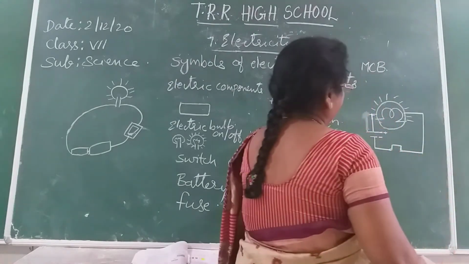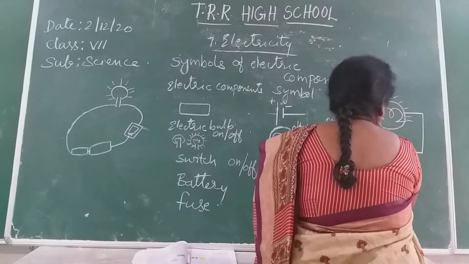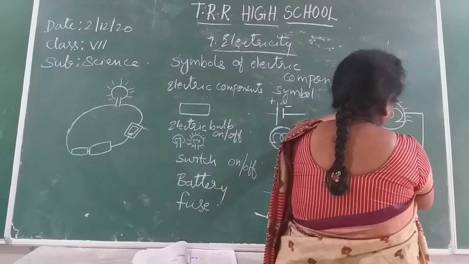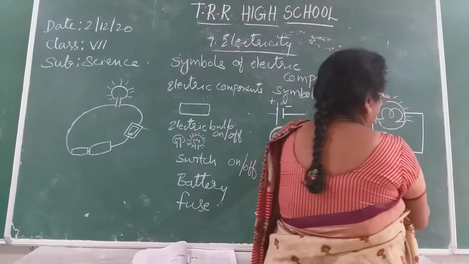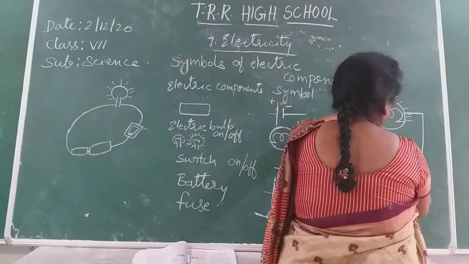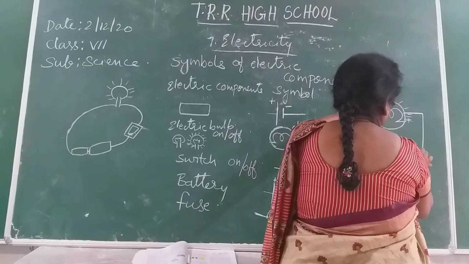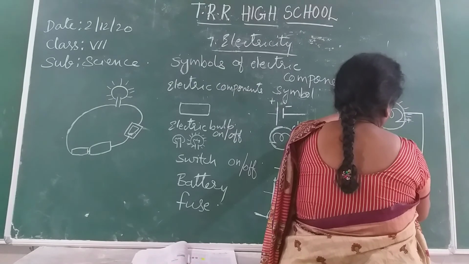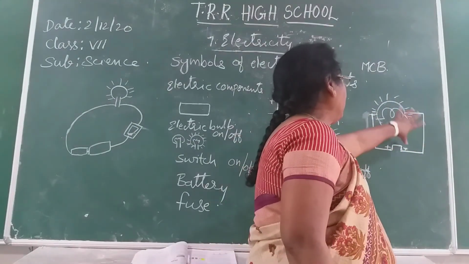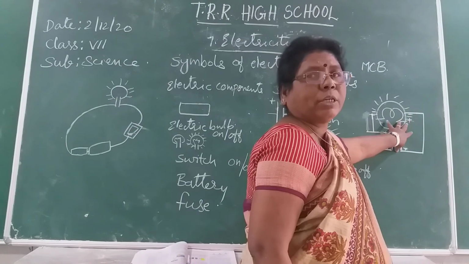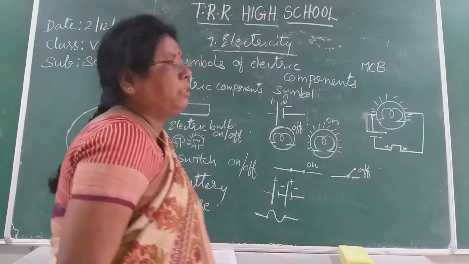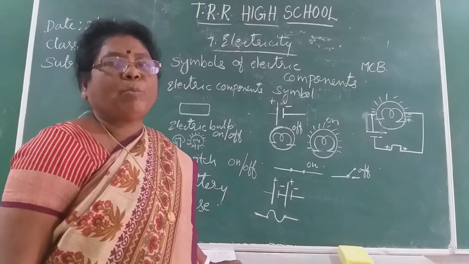Now you are representing it with symbols. Here this is a bulb, switch and cell. Understood? Positive terminal, negative terminal. Like this you have to do: positive, negative, positive, negative. Connect this. This is what you call a circuit diagram. Instead of using all these electrical components, we can draw the circuit diagram in symbolic form.